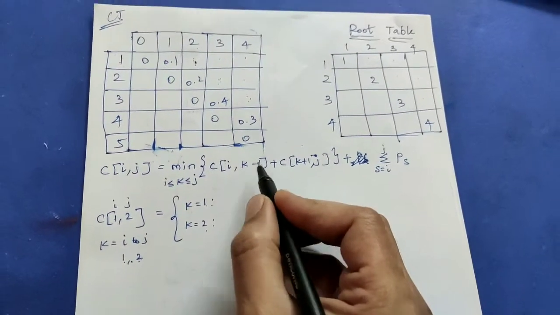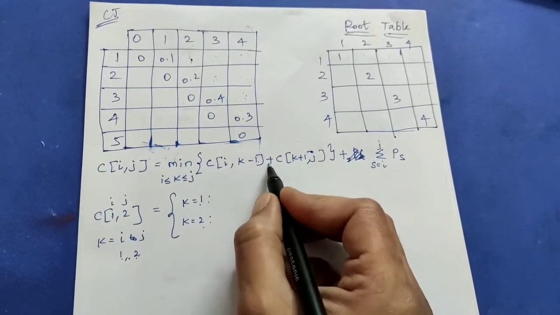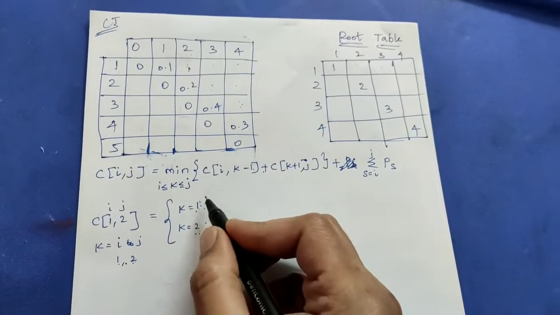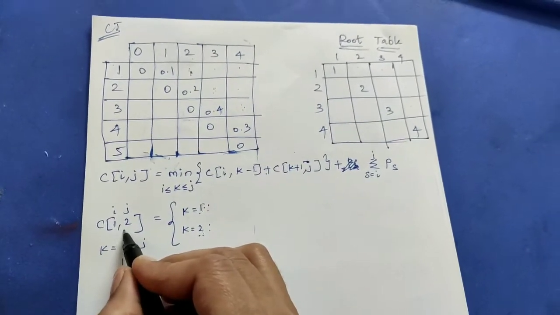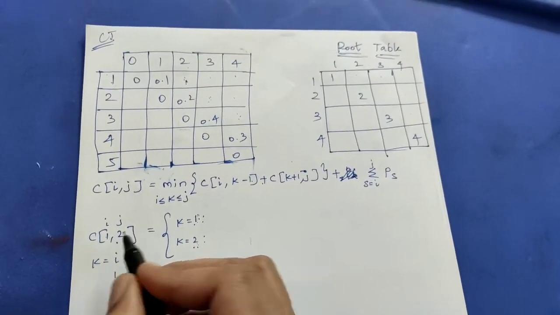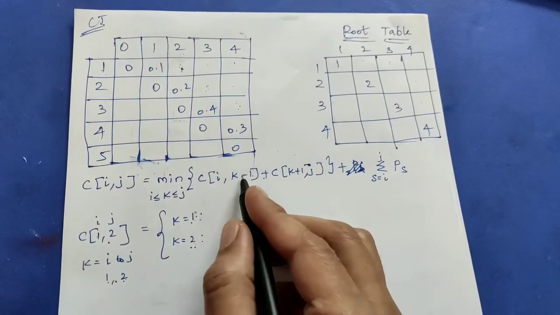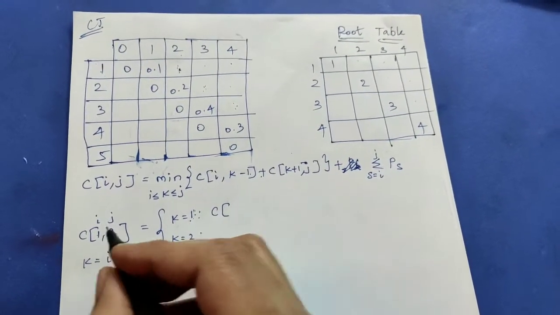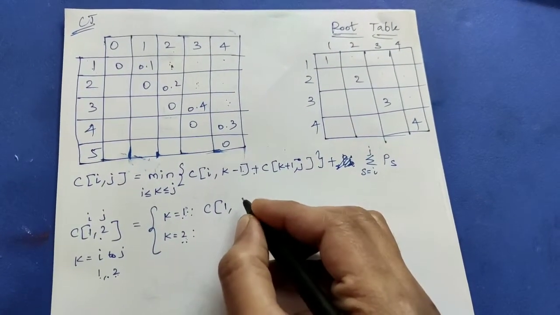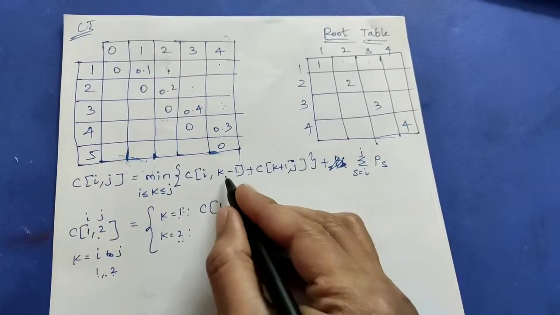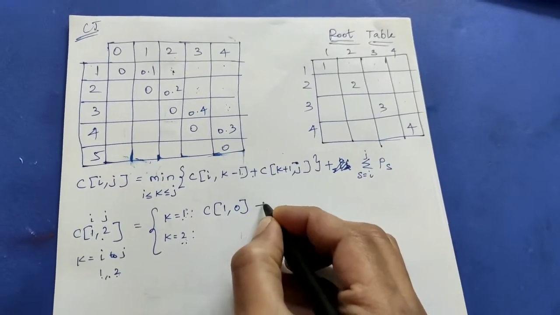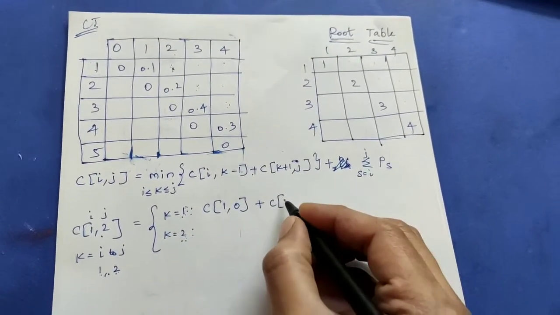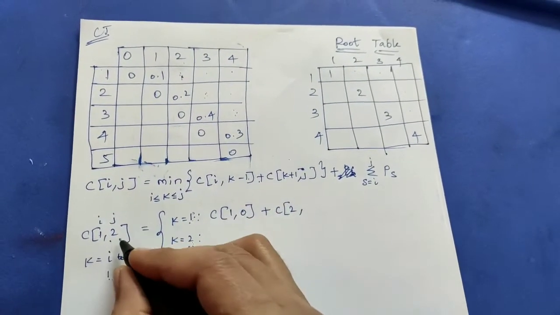So let us apply this formula for k equal to 1, then we will apply it for k equal to 2. Out of these two, whichever is minimum, I will select that as the final value of C of 1 comma 2. So let us apply k equal to 1 in this equation. C of i, where the i value is 1 and the k value is 1 at present: 1 minus 1 is 0, plus cost of k plus 1, which is 1 plus 1, it will be 2, and the j value is 2 here.